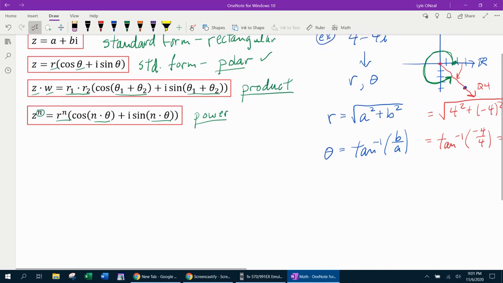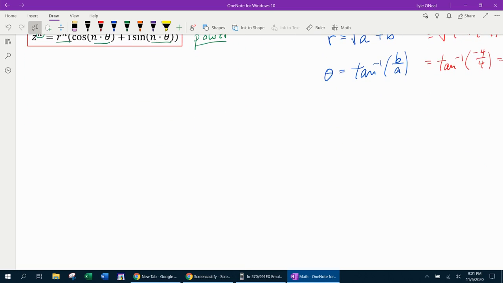I think we should do another one. Let's move on and do another example. All right, same song, second verse. We have another complex number in rectangular form. We want to put the dot in the right spot and then convert it to polar form.